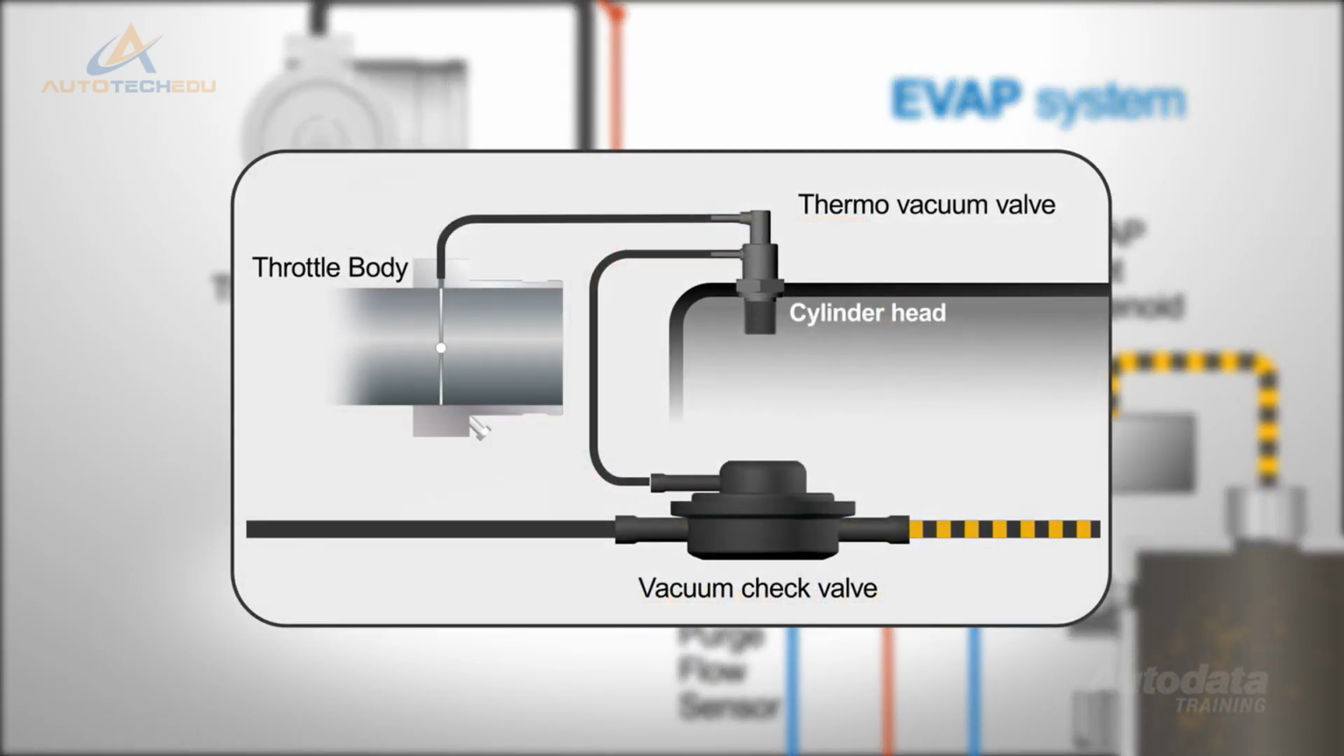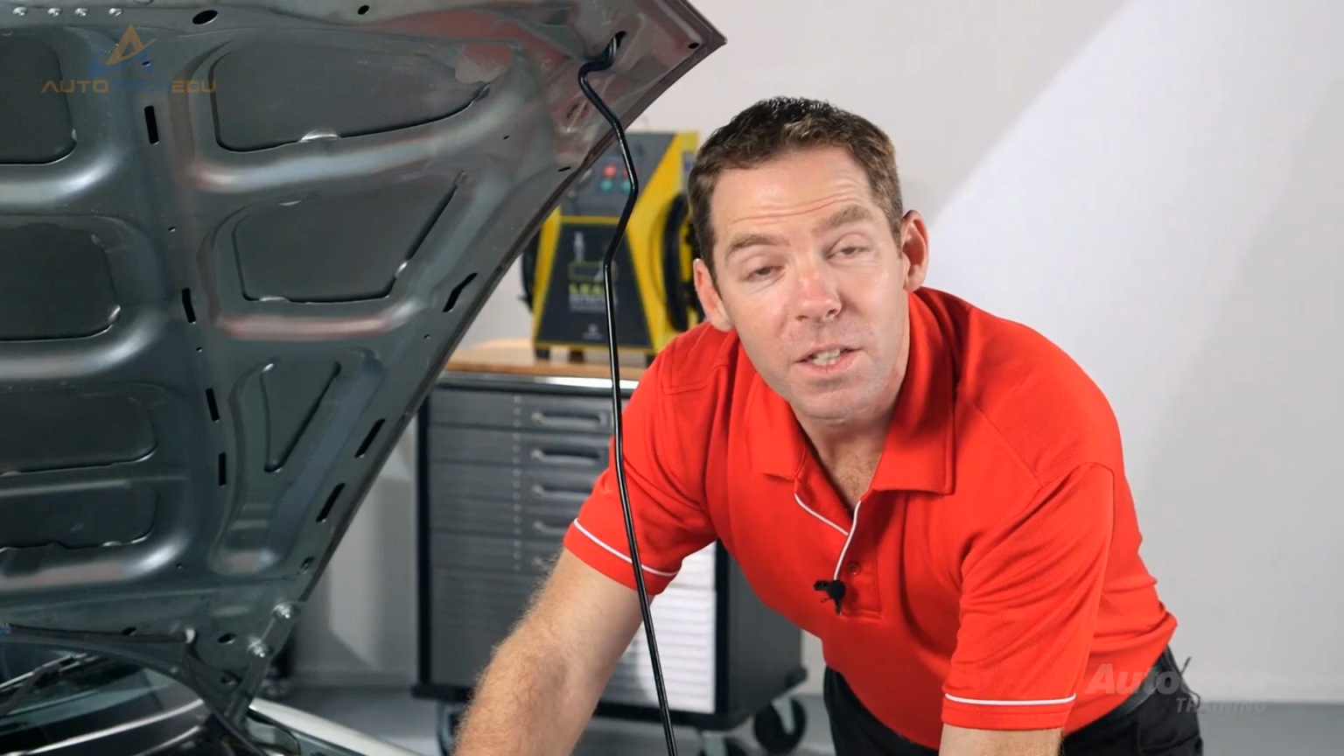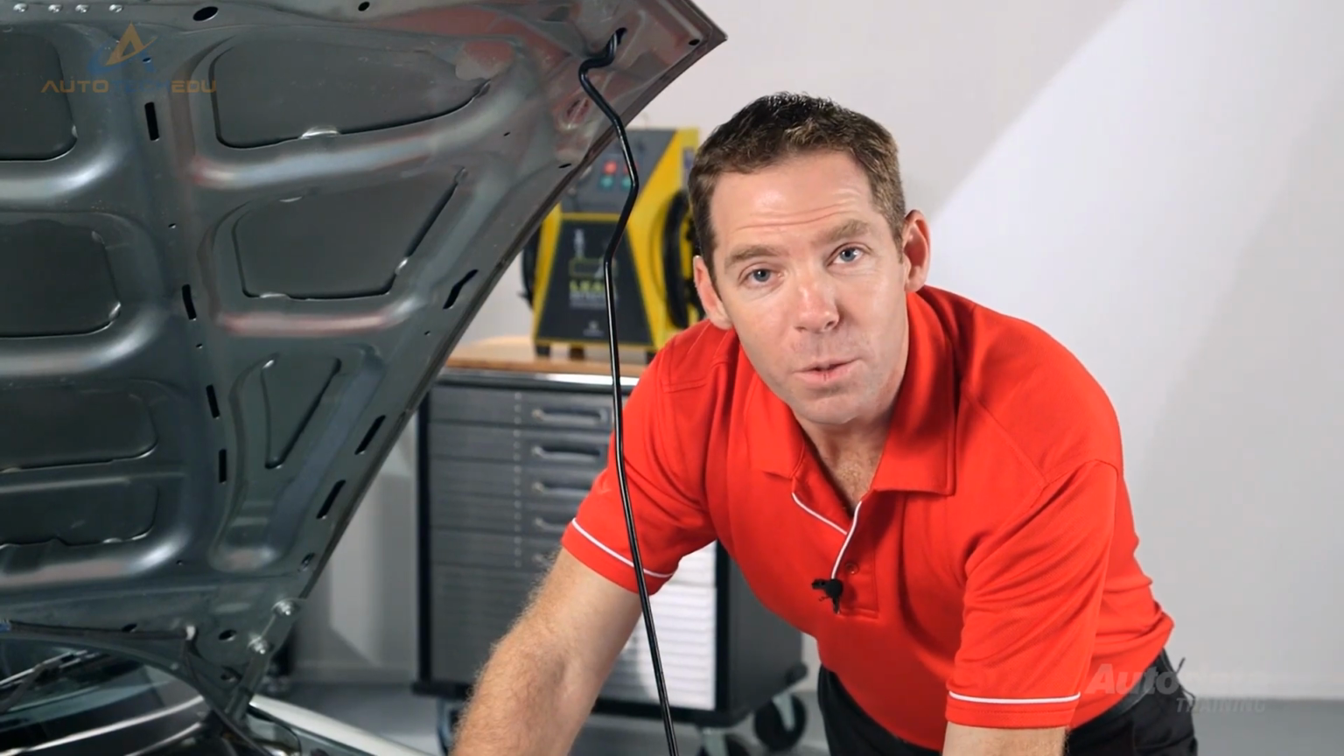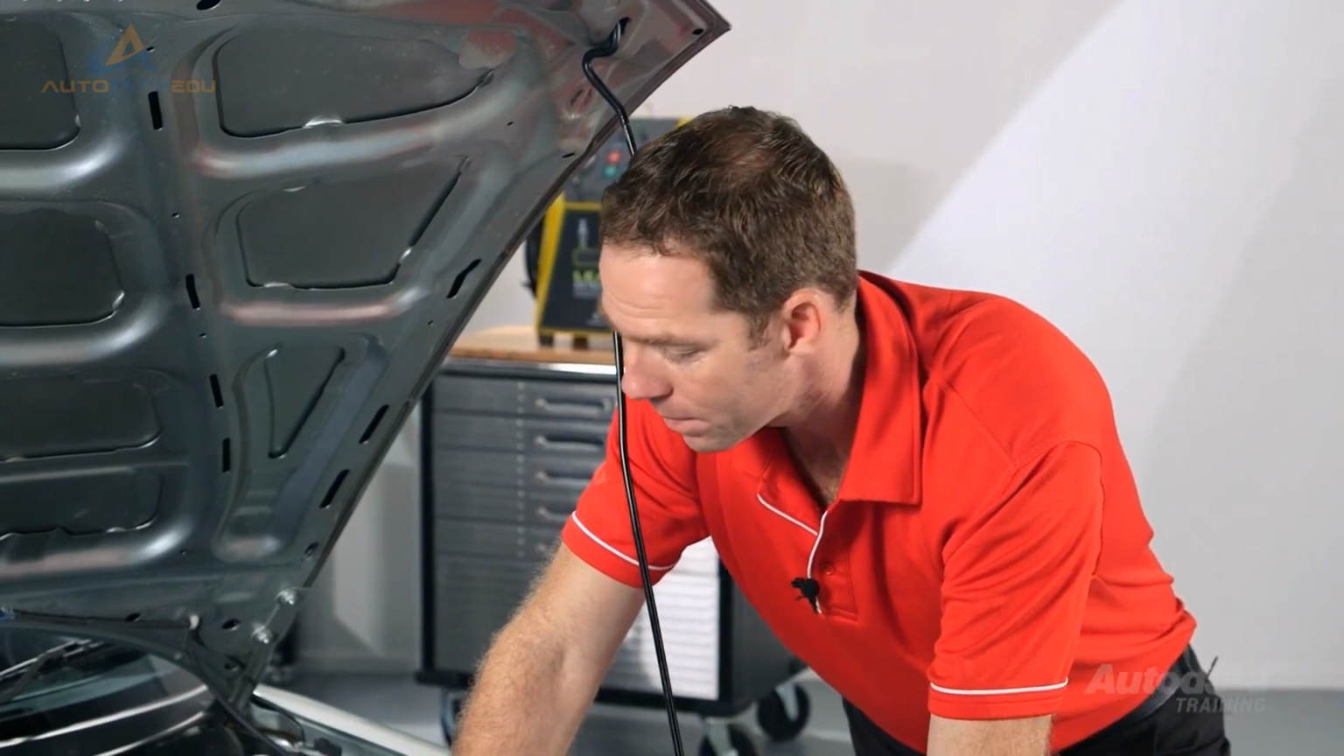Early evap systems were not controlled by the ECM, but relied on a vacuum-controlled purge port, a vacuum check valve, and a thermo-vacuum valve, or TVV. The TVV was used to prevent canister purge on a cold engine.